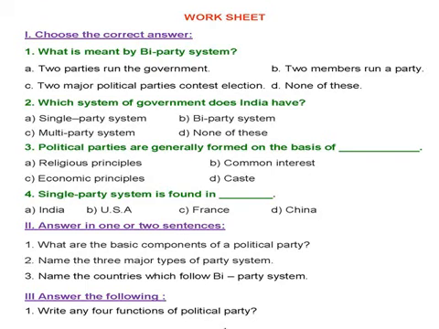Roman number 2. Answer in 1 or 2 sentences. Question number 1. What are the basic components of a political party? Name the 3 major types of party system. Name the countries which follow bi-party system.